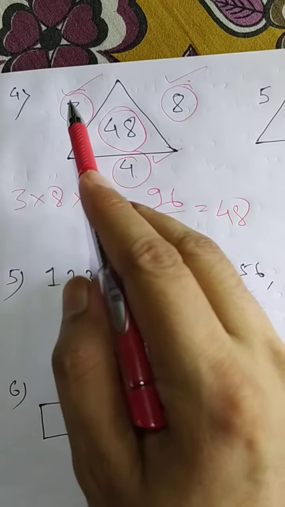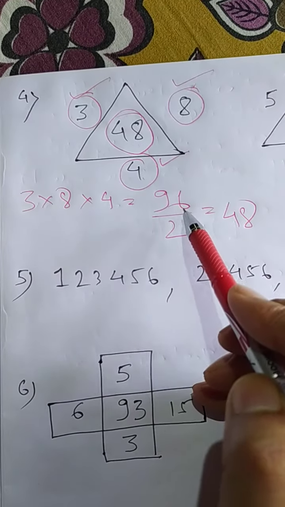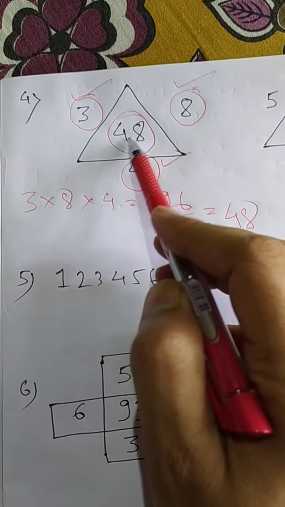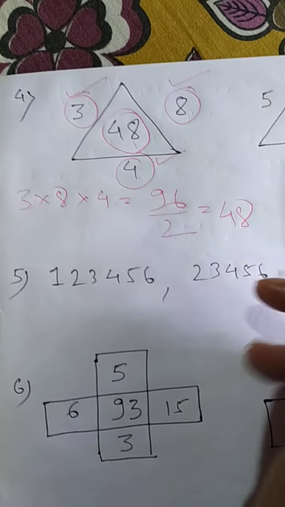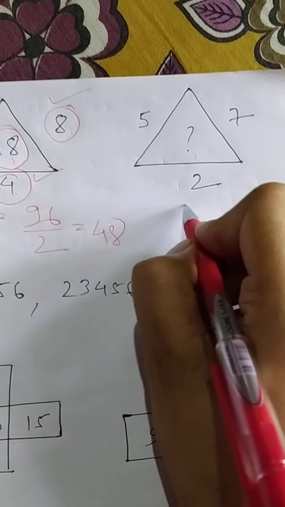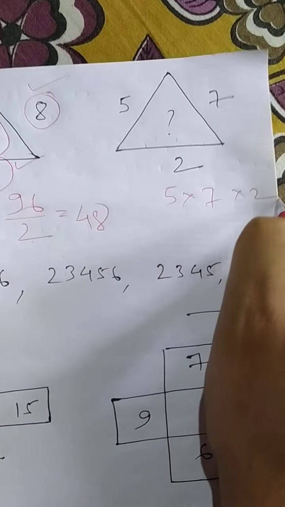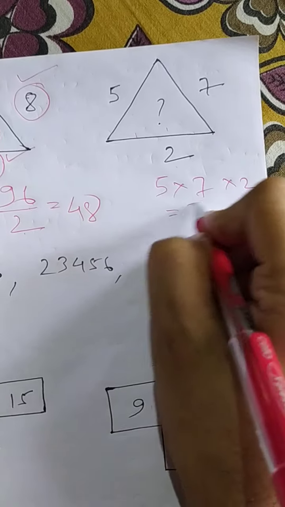So what is the rule? First you have to multiply 3, 8, 4. Your answer 96. Then you have to divide by 2. You will get this middle one, 48. Similarly here also. First you have to multiply 5 into 7 into 2. It will come 70.